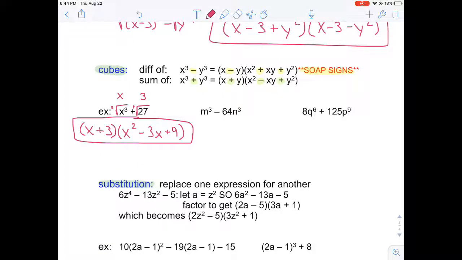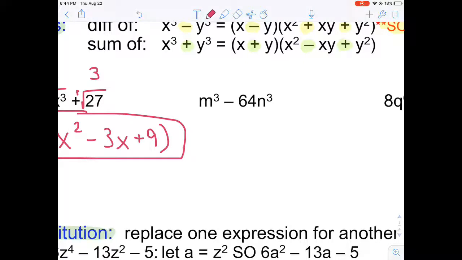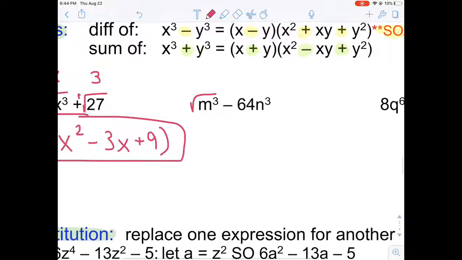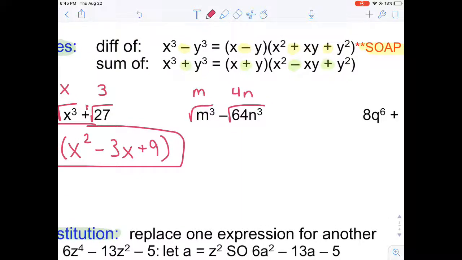Our next one, again, now we have two perfect cubes there with subtraction, so we're going to be doing a difference of. First thing you're going to do again is find your cube roots. So the cube root of m to the third is m. The cube root of 64n to the third would be 4n. Okay, because 4 times 4 times 4 is 64. So it's going to be just like the last problem, except for this time, since it was subtraction, we're going to do a minus sign, then the opposite, which is a plus, and then our last one's always positive.